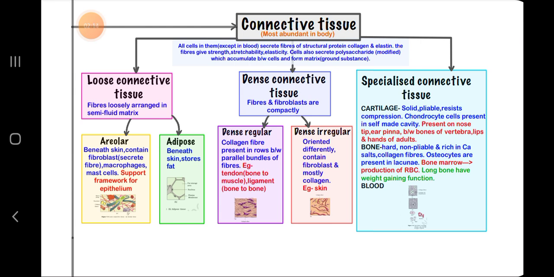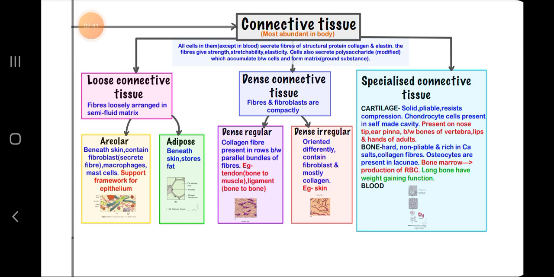Then dense regular has collagen fibers present in rows between parallel bundles of fibers. Dense irregular has fibers oriented differently, containing fibroblasts and mostly collagen. Then cartilage is solid, pliable, and resists compression. It is present in the nose tip, ear pinna, between bones of the vertebrae, lips and hands of adults.